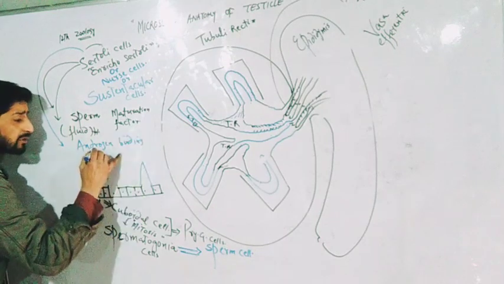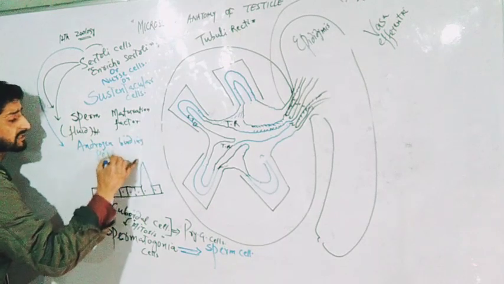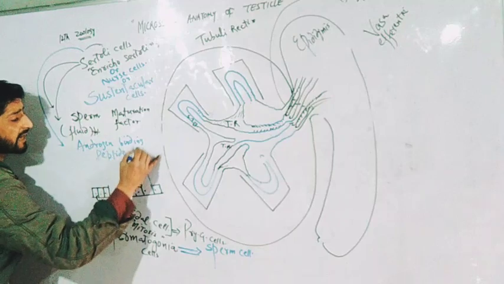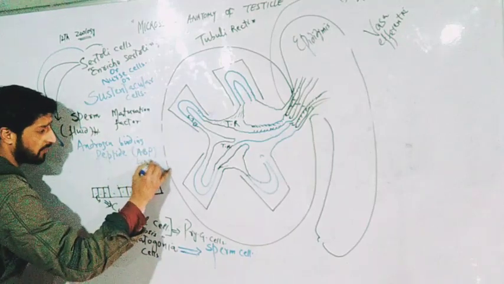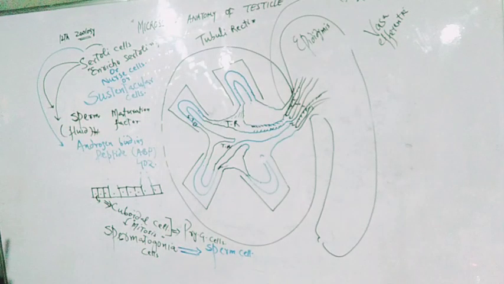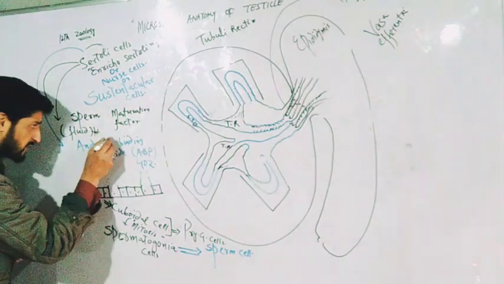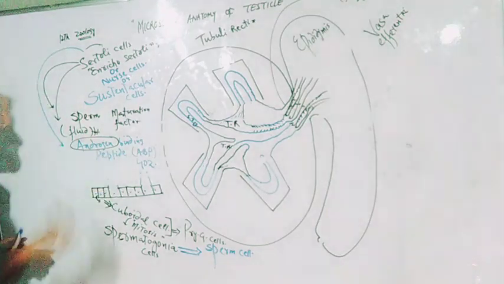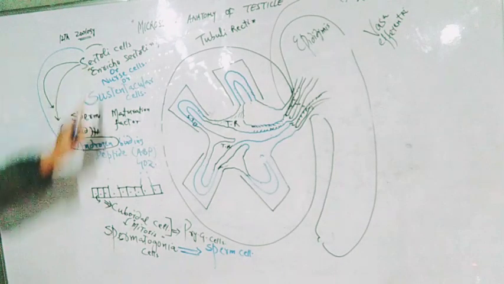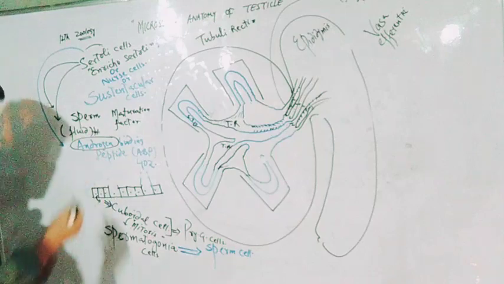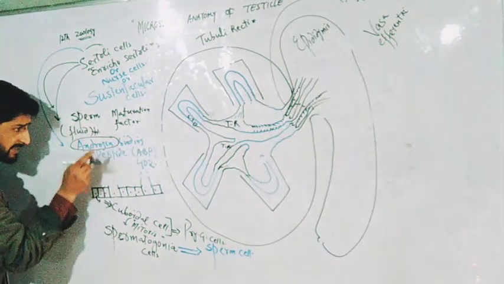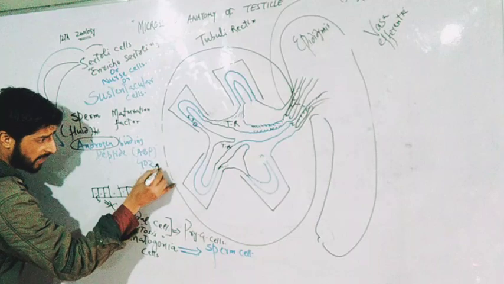Androgen binding peptides, ABP, androgen binding peptide. यह 402 amino acids का बना हुआ होता है. Androgen is a term given to male sex hormones. Sertoli cells produce androgen binding peptides. This androgen binding peptide is a protein made of 402 amino acids.